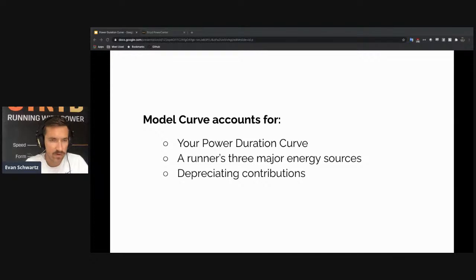So that's why it's important to understand the difference between the 1 through 30 days, 31 through 75 days, and then 76 to 90 days. Those activities that have occurred over those separate amounts of time have different contributions to your power duration curve.